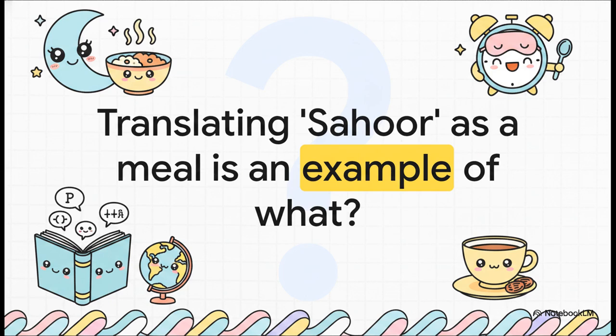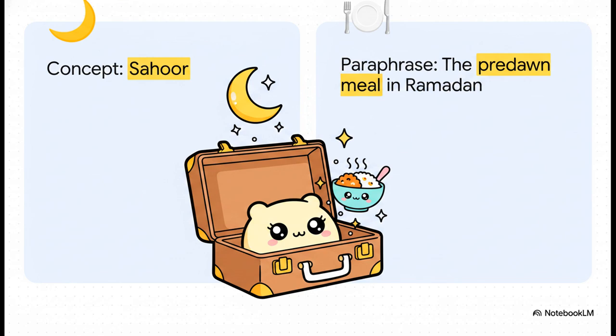Let's look at another scenario from the guide. Pop quiz time again. Suppose you are translating the concept of sahur. You don't just leave it alone, and you definitely don't look for a single English word, because, spoiler alert, one doesn't exist. Instead, you write, the pre-dawn meal in Ramadan. So what exact translation strategy are we actively using right here? The answer is paraphrasing. You're basically unpacking a cultural suitcase.